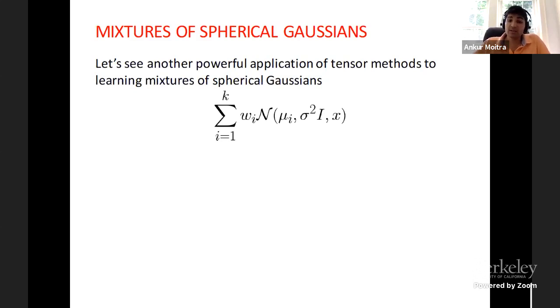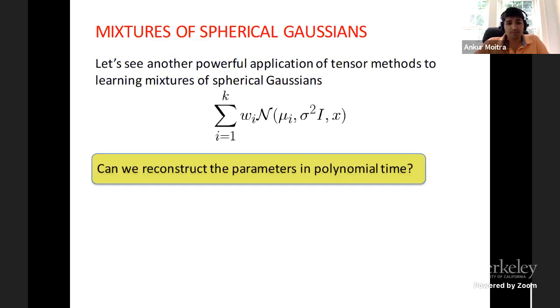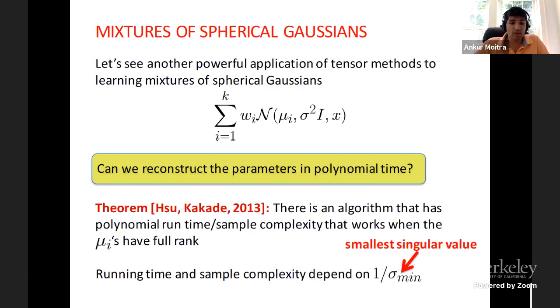So now the basic task here is I want to take a bunch of samples and I want to learn the underlying parameters, the W sub i's and the mu sub i's. Let's assume sigma squared is known just for simplicity, not a big deal if it's not. And I'd like not only a statistically efficient method that takes only a polynomial number of samples to get to some desired accuracy, but in fact, I want my estimator to be efficiently computable too. And it turns out that tensors are a great way to do that because we have Jennrich's algorithm. So the basic question here is, can we reconstruct the underlying parameters in polynomial time?